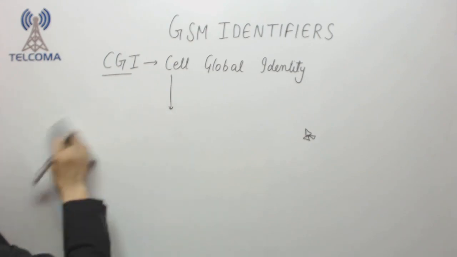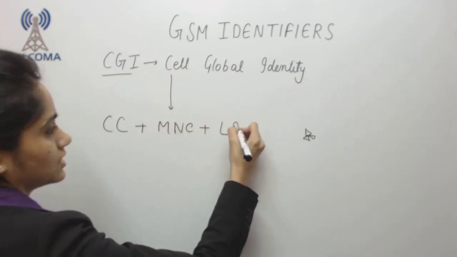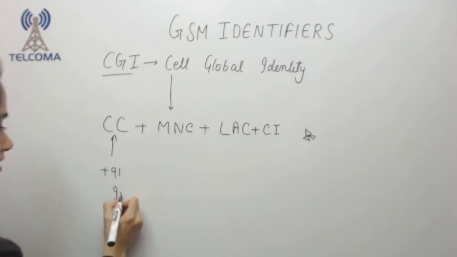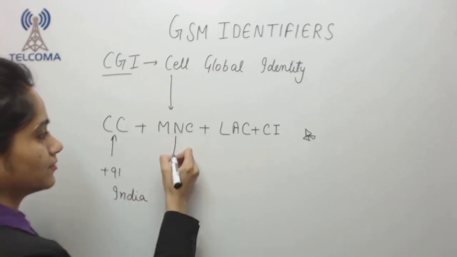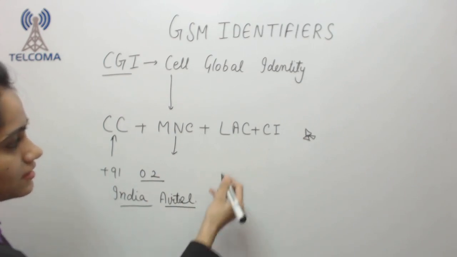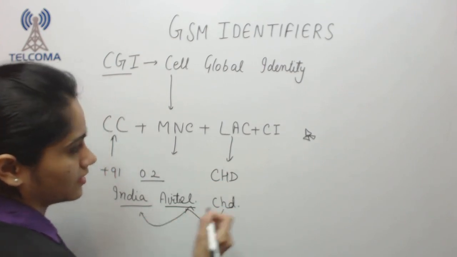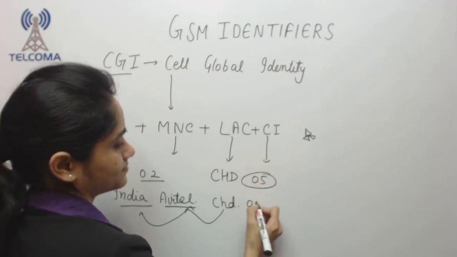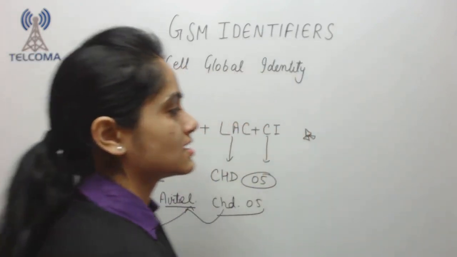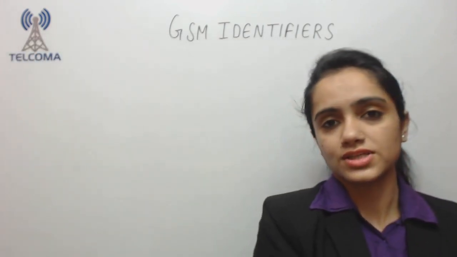So cell global identity requires country code, then mobile network code, then location area code, then cell identity. For example, +91 is the country code and the country is India. Mobile network code, for example, 02 is the code of Airtel, that means in India, the Airtel operator. Now location area code, for example, Chandigarh. In Chandigarh, we have the Airtel operator of India, and the cell identity to identify the cell. So this could be the identity of a cell through which we can identify the cell. So this is cell global identity. We require a location area code also because identity with location area is required.